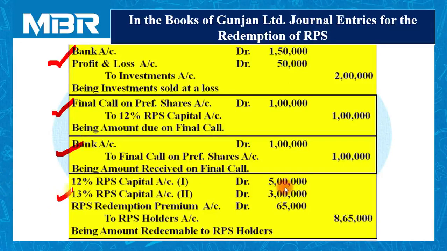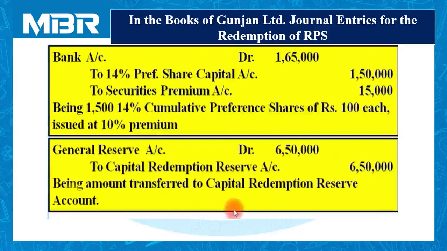Fourth journal entry is all about calculation of amount payable to the holders of redeemable preference shares. 5 lakhs rupees for 12% RPS capital, 3 lakhs rupees for 13% RPS capital, 65,000 RPS redemption premium altogether on both the varieties of preference shares, and total amount payable to RPS holders rupees 8 lakhs 65,000.